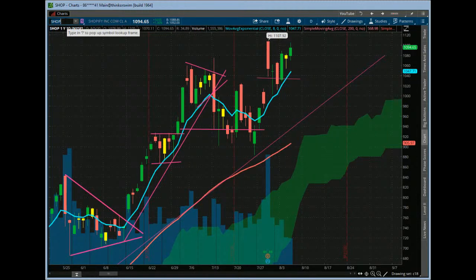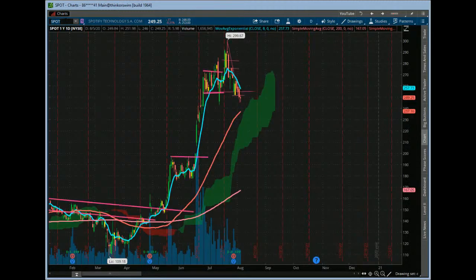Shop with an inside day up, still just a monster, right? And working its way up there, possibly close to all-time highs. Spot has been on our bearish radar for the past couple days, and it's a good thing, right? Because it continues to work its way down. Possible doji sandwich to the downside on Spot, so that's something to keep an eye on too.